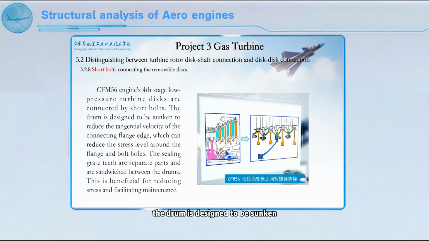The drum is designed to be sunken to reduce the tangential velocity of the connecting flange edge. This can reduce the stress level around the flange and the bolt holes. The sealing grate teeth are separate parts and are clamped between the drums. This is beneficial for reducing stress and facilitating maintenance.